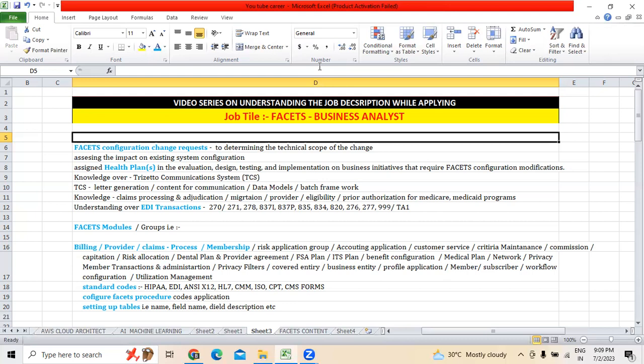But one should have knowledge of the applications we generally use in a real environment for claim processing. There is a major application we use in the healthcare system for claim processing, called FACETS, Trizetto FACETS. This is a healthcare application which we majorly use for claim processing, adjudication, and even for updating the migration, updating the provider details, eligibility, all that stuff.